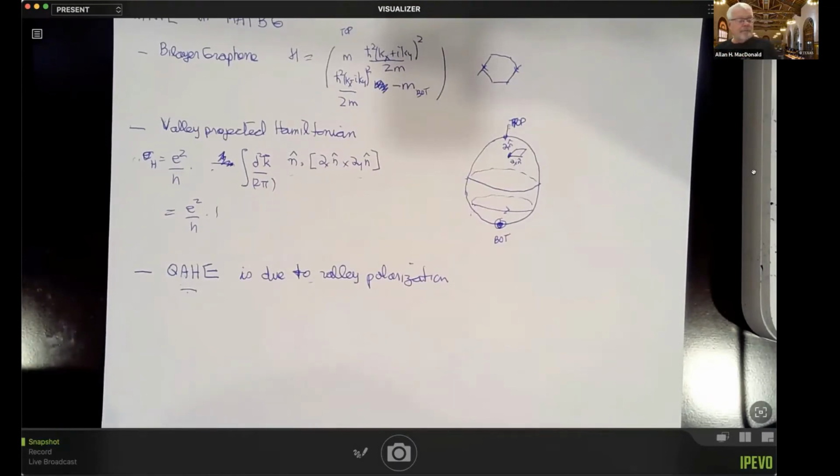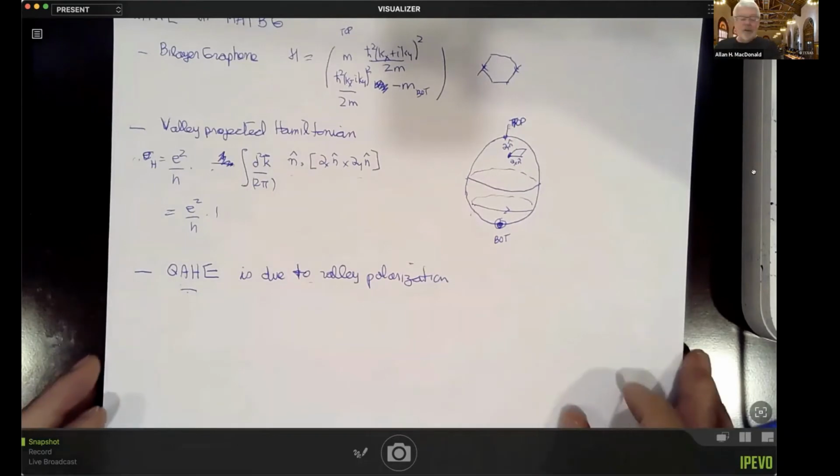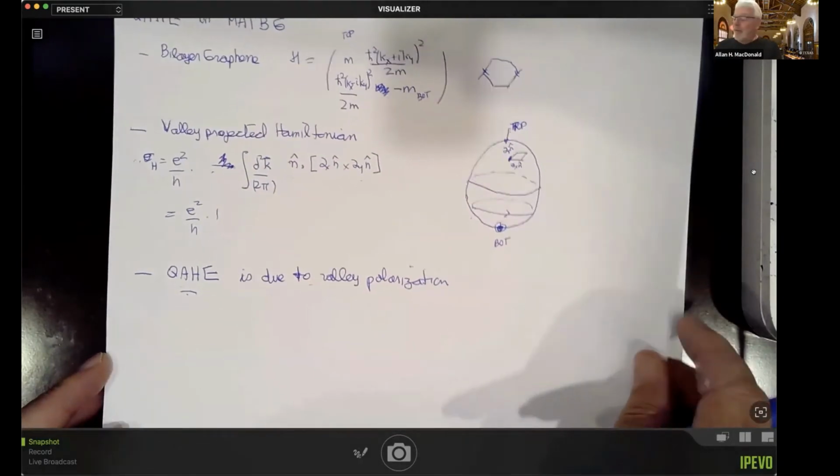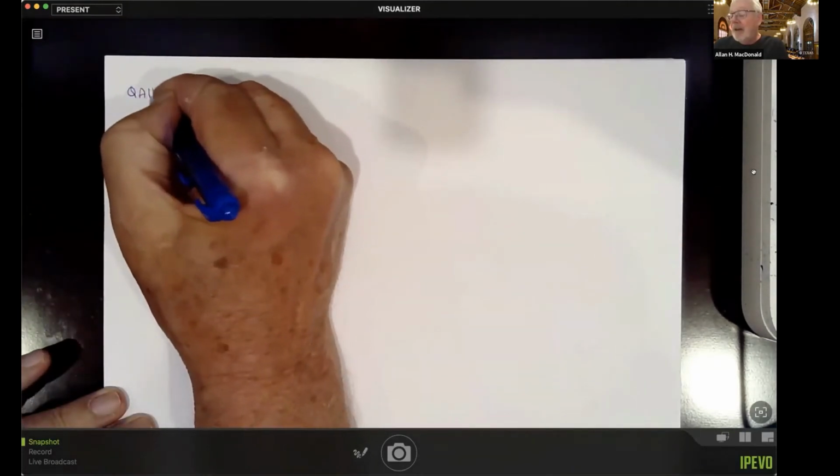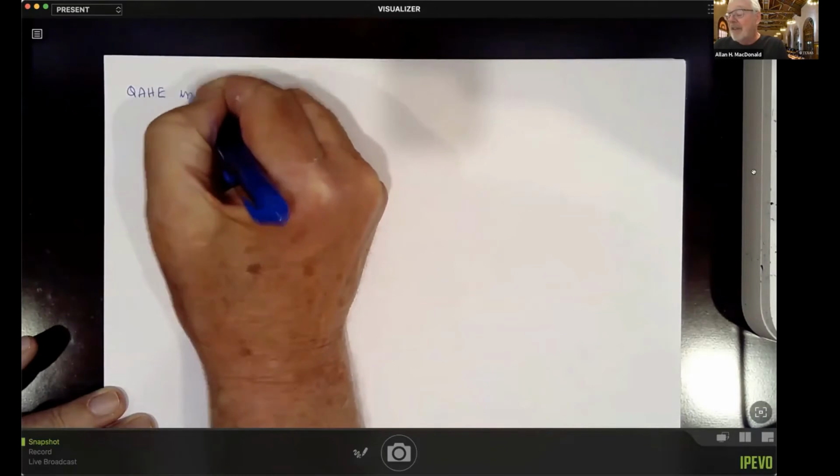And okay, so I want to make one more remark related to the quantum anomalous Hall effect in magic angle twisted bilayer graphene.